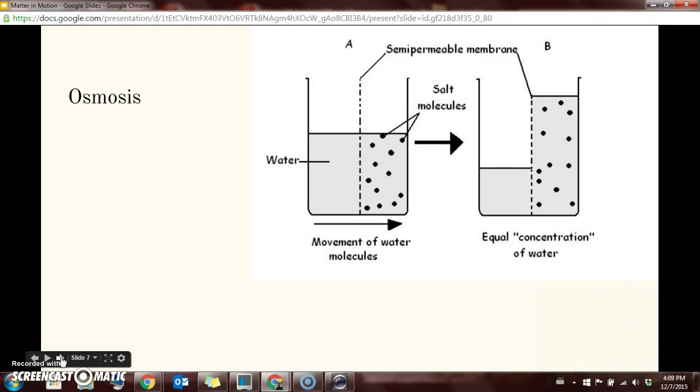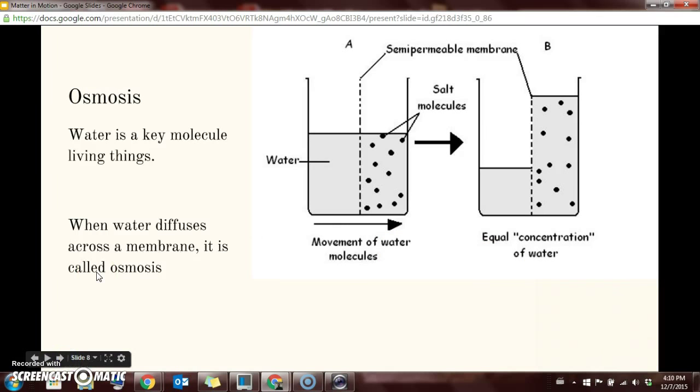Osmosis is a special case of diffusion because water is one of the key molecules of life. In this case, we have the same beaker with a semi-permeable membrane, meaning water can move across it, but salt can't. It's trying to get the same amount of space between the water molecules on both sides. So it ends up pushing more water over here because of the extra salt, which is a weird thought, but you'll see it in motion a few times. The key takeaway here is that when water diffuses across a semi-permeable membrane, it's called osmosis.